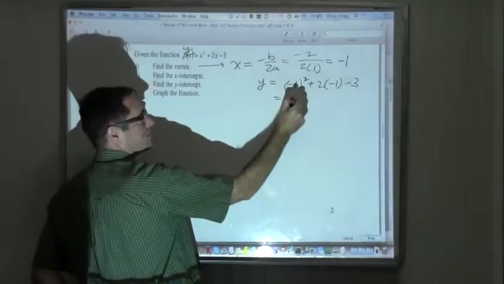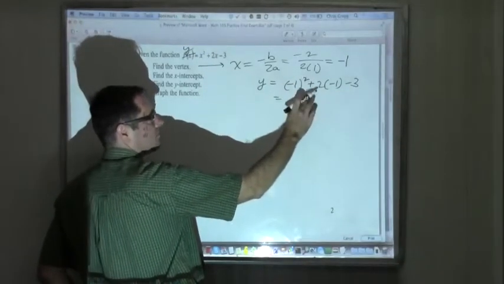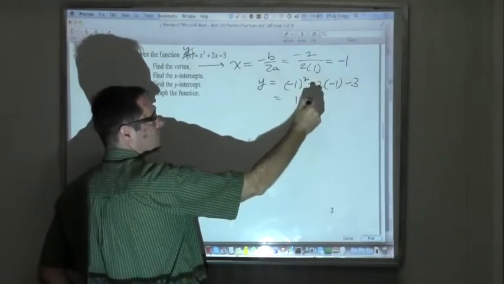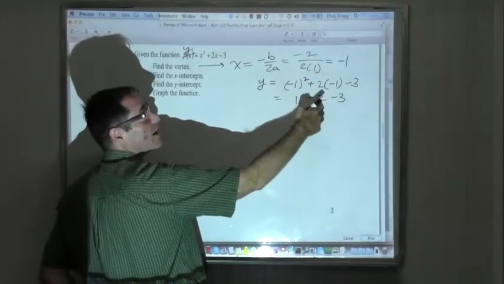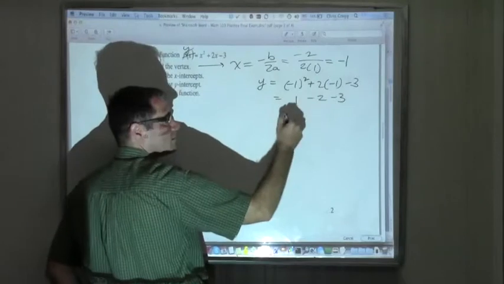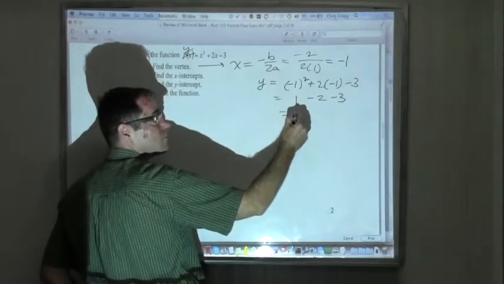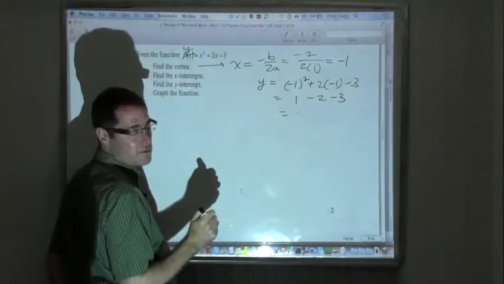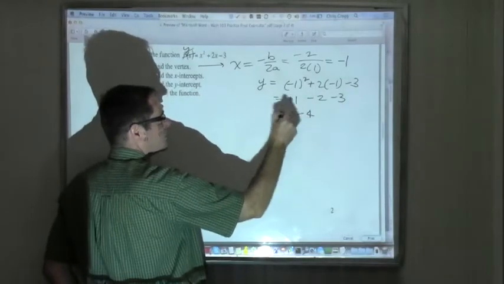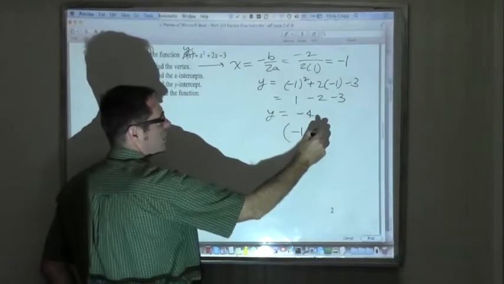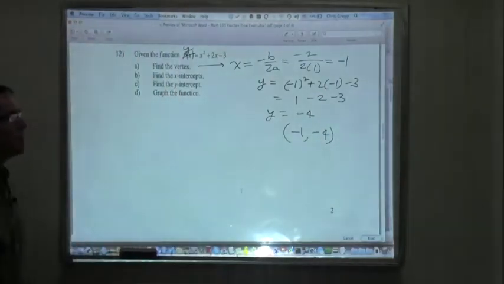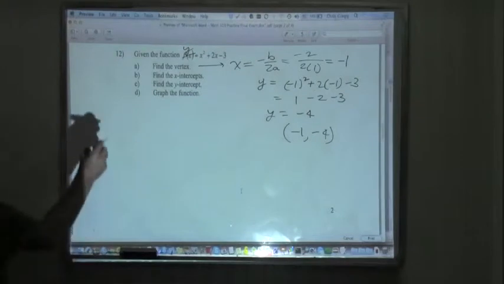Negative 1 squared is 1. Two times negative 1 is negative 2, minus 3. 1 minus 2, negative 1 minus 3. Negative 1 minus 3? Negative 4, right? Okay. So your answer is negative 1, negative 4. That's the vertex.